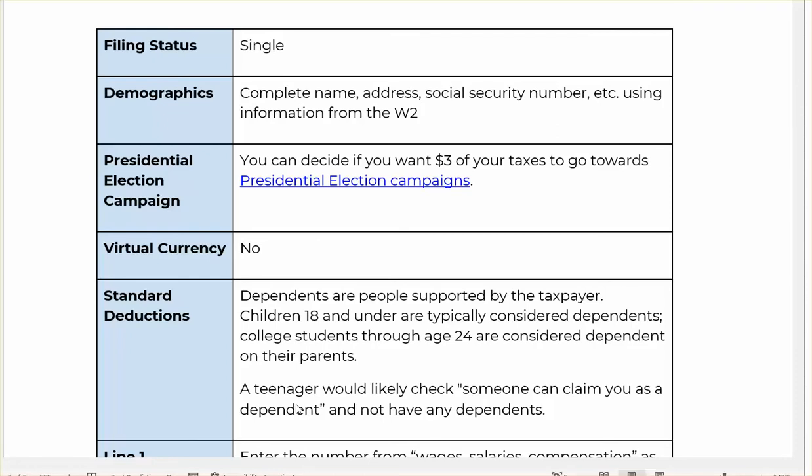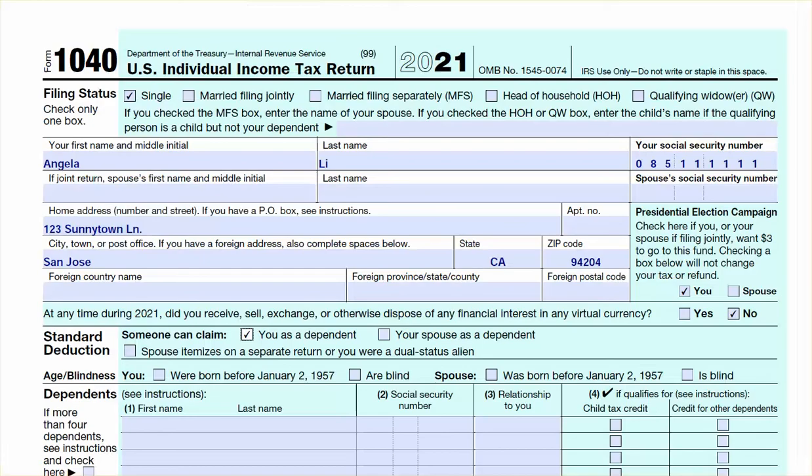Likely, most teenagers are going to check the box, someone can claim you as a dependent. And teenagers would not have any dependents of their own. For this particular person, we will not check any of these boxes regarding age or blindness, and we have no dependents to list. So some people would list their children here.